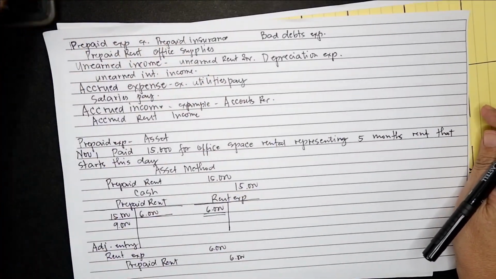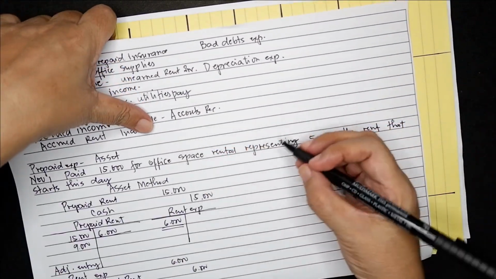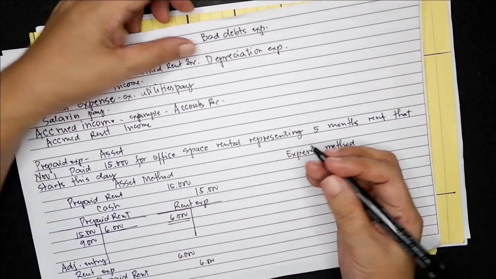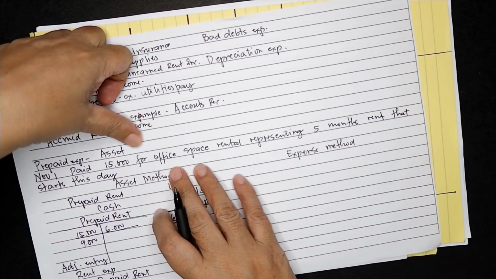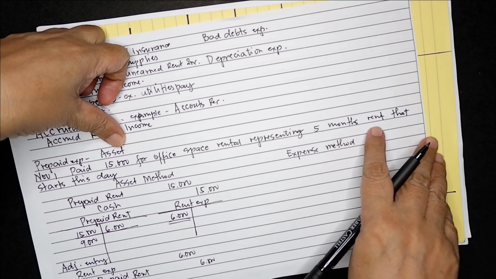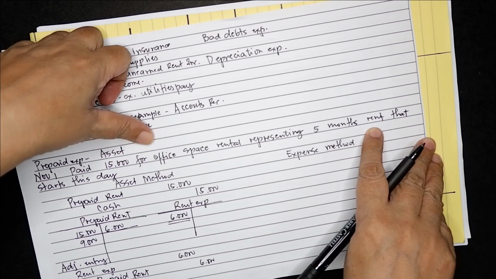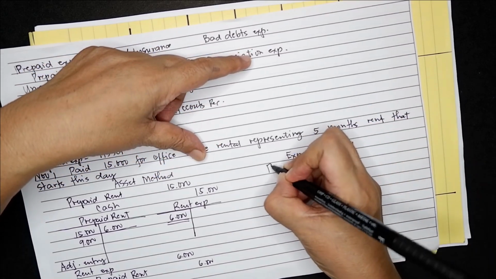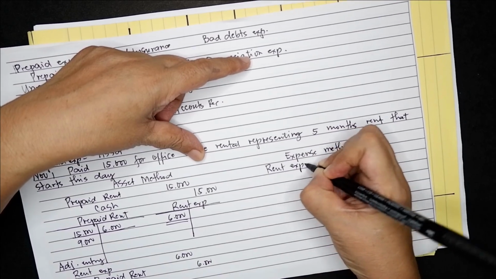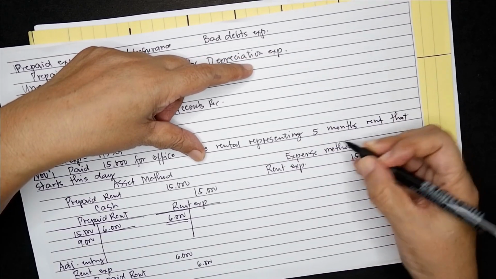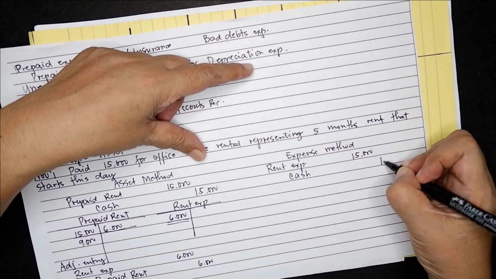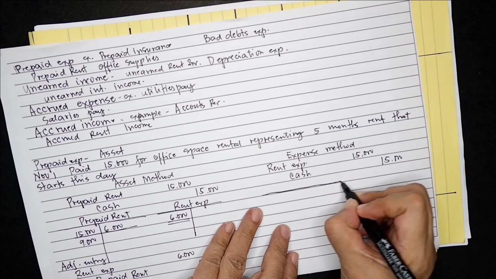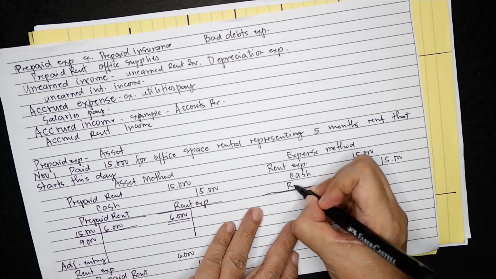Now, what about the expense method? So, if it is the expense method, the entry prepared on November 1, the same transaction, paid 15,000 for office space rental representing 5 months rent that starts this day. So, if it is the expense method, the entry prepared is debit rent expense 15,000, and credit cash 15,000. So, after preparing the entries, we're going to post it in our T account. This is rent expense.